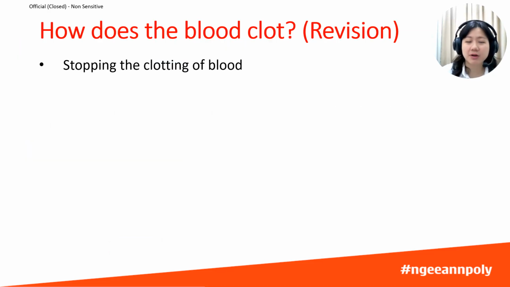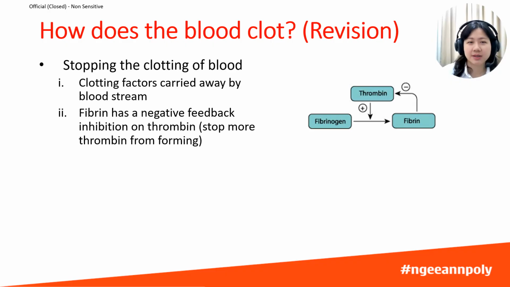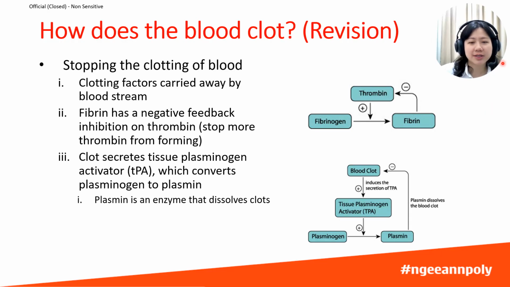The blood must stop clotting at some point. So, what stops the clotting? The clotting factors, which are plasma proteins, are carried away by the bloodstream. The fibrin that is formed exerts a negative feedback inhibition on thrombin. Basically, the fibrin stops more thrombin from being formed. The clot also secretes tissue plasminogen activator, which is known as TPA, which converts plasminogen to plasmin. And plasmin is an enzyme that dissolves the blood clots.